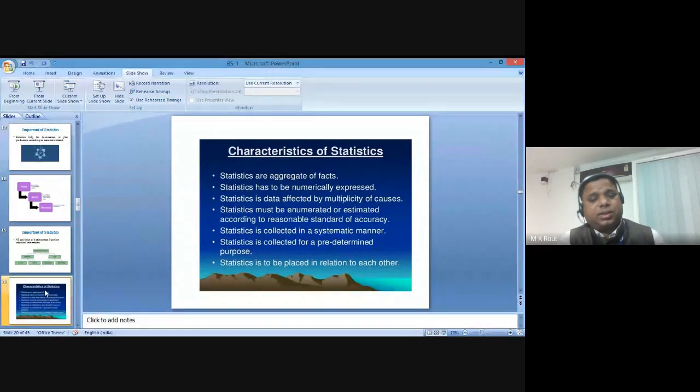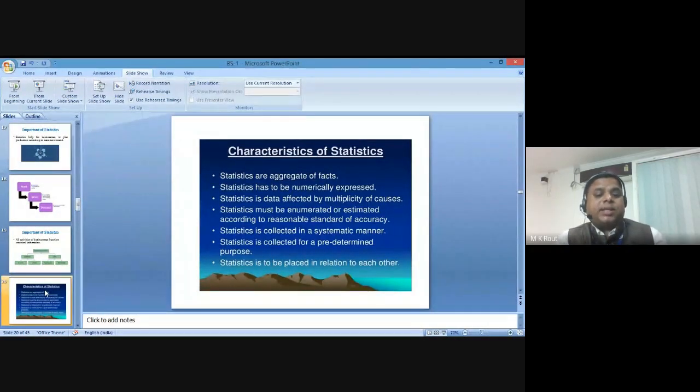The statistics may be enumerated or estimated according to a reasonable standard of accuracy. That is why I have already said that for statistical analysis, accuracy is very important whenever you analyze the data for a particular product, a particular service, and a particular location. The data should be very accurate, and it should provide the interpreted result in the form of the best option, so that management will choose that option and implement the idea as innovation, which converts into reality in the form of products and services.